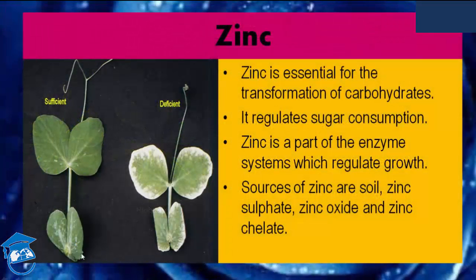See, this is a plant leaf with sufficient zinc, and this is the plant leaf with the deficiency of zinc. As I told you, zinc is very necessary for the transformation of carbohydrate. It regulates sugar consumption. Zinc is a part of the enzyme system which regulates growth, and the sources of zinc are soil, zinc sulfate, zinc oxide and zinc chelate. So these are the main functions, and the deficiency is shown in this diagram.